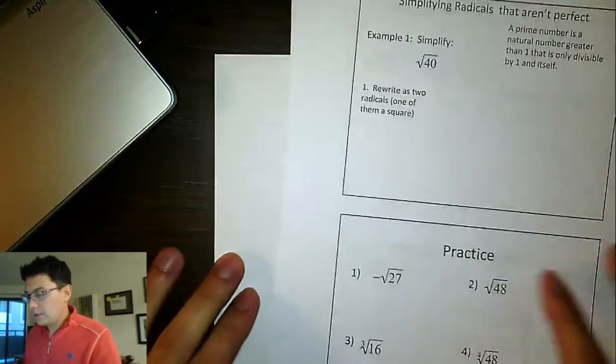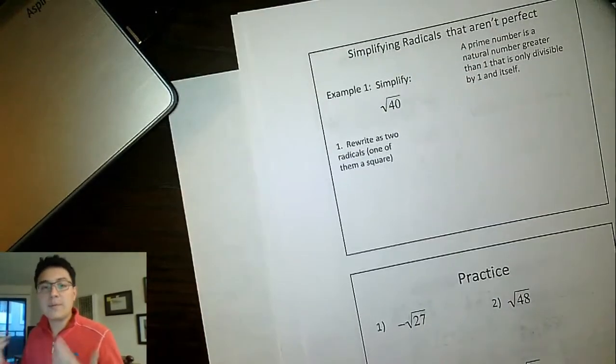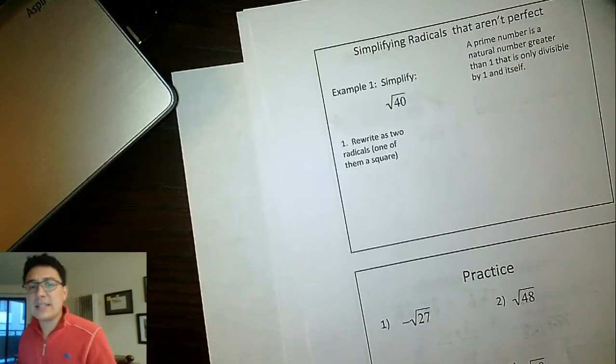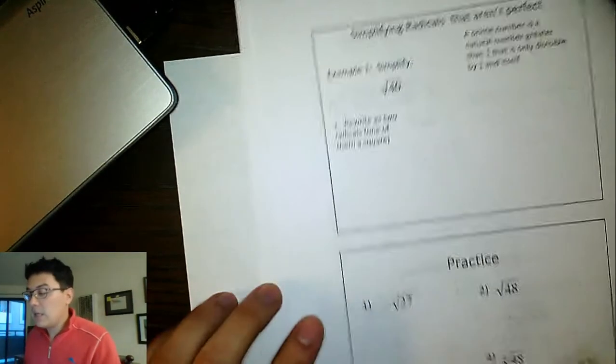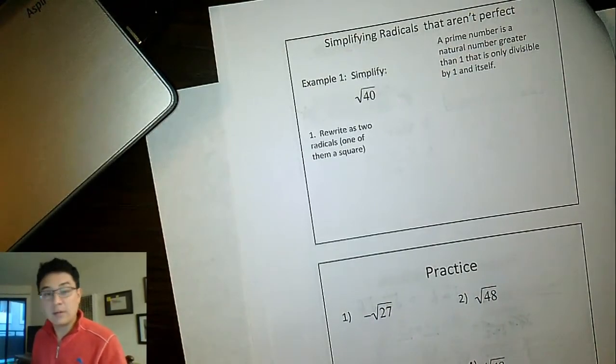Okay, so simplifying the radicals that aren't perfect. If you remember from our last time when we were simplifying radicals, everything that we had kind of worked out to nice clean numbers, or if we had variables, everything kind of factored out and the radical sign went away. That isn't always the case. Now, the way I'm going to show you guys how to do this is we're going to still stick with prime factorization, so sometimes we're going to have terms that are left over.